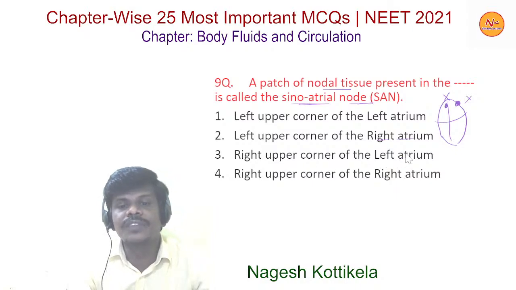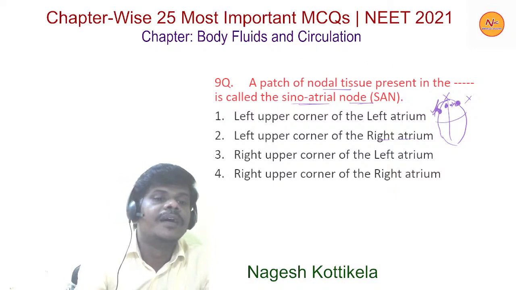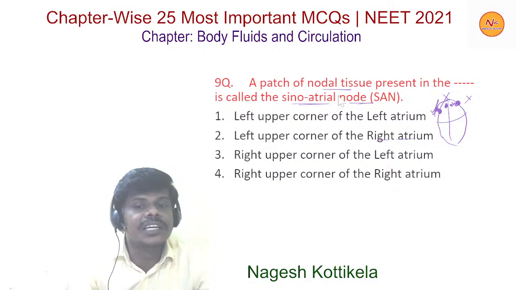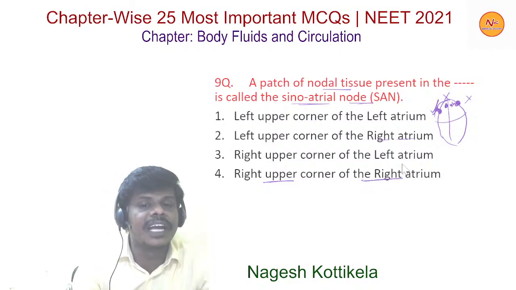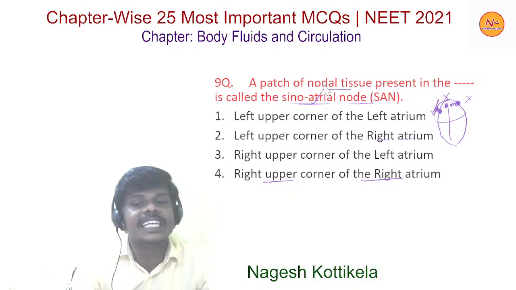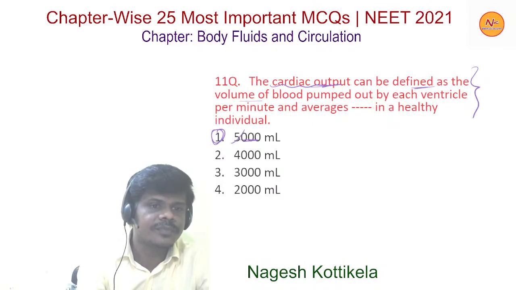Right upper corner of the left atrium. This here. No. And right upper corner of the right atrium. This one is the correct option. So here the right upper corner of the right atrium, that is the location of sinoatrial node. SA node is located here. Now, moving to the next question.